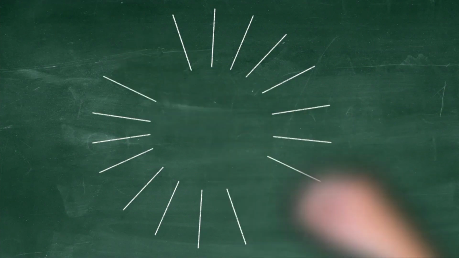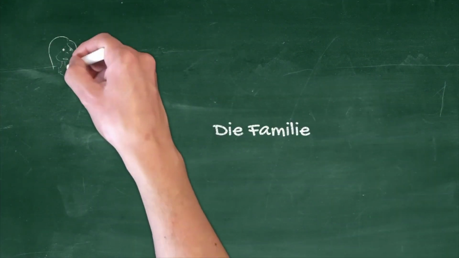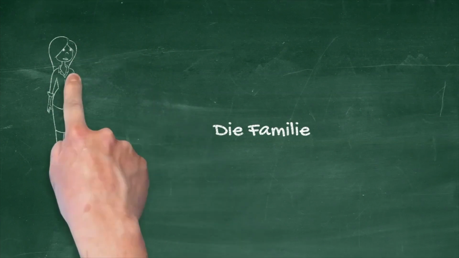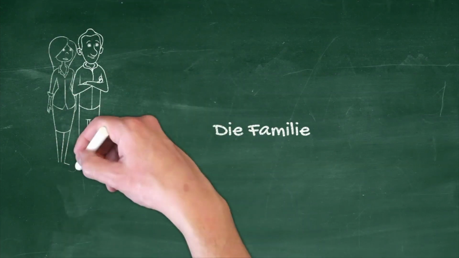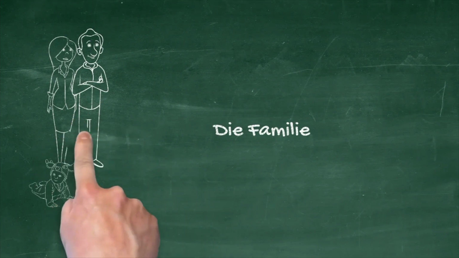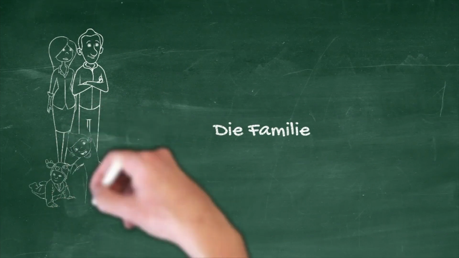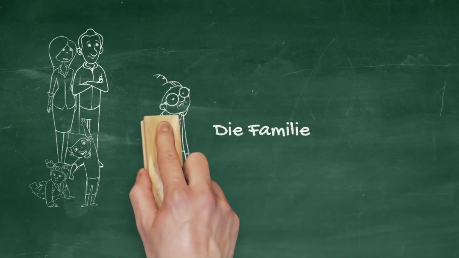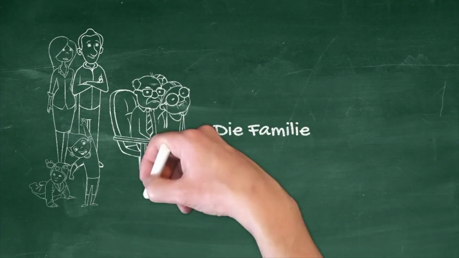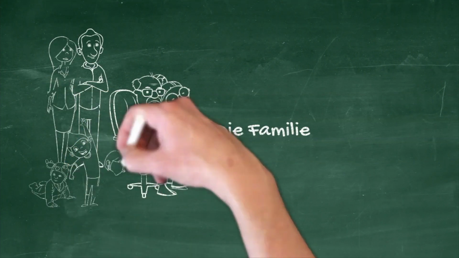Today we are going to talk about family. When you introduce yourself, it is always a good idea not only to say your name and where you come from, but also to tell a little bit more about yourself. For example, you can mention siblings or children or whatever you feel suitable. In this video, you will learn how to mention your family while introducing yourself.